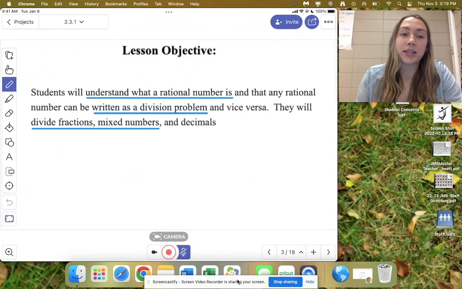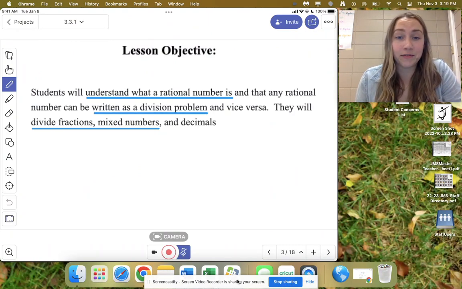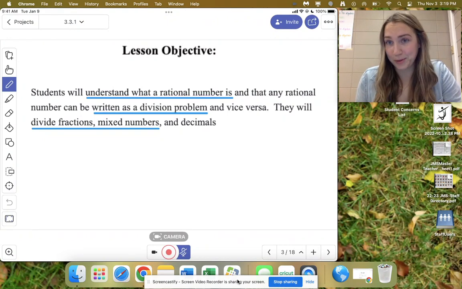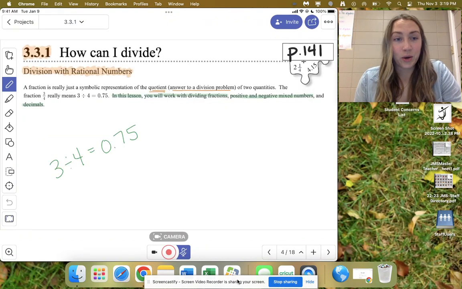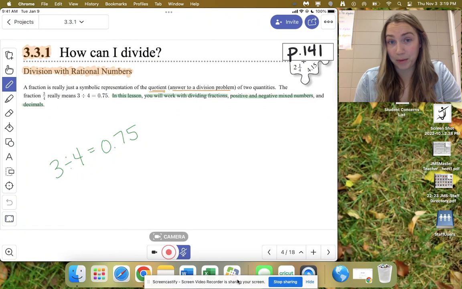Today's lesson objective: students will understand what a rational number is and that any rational number can be written as a division problem and vice versa. They will divide fractions, mixed numbers, and decimals. So how can I divide? A fraction is really just a symbolic representation of the quotient, which is the answer to a division problem, of two quantities. The fraction 3/4 really means 3 divided by 4, which is just 0.75. In this lesson, you will work with dividing fractions, positive and negative mixed numbers, and decimals.